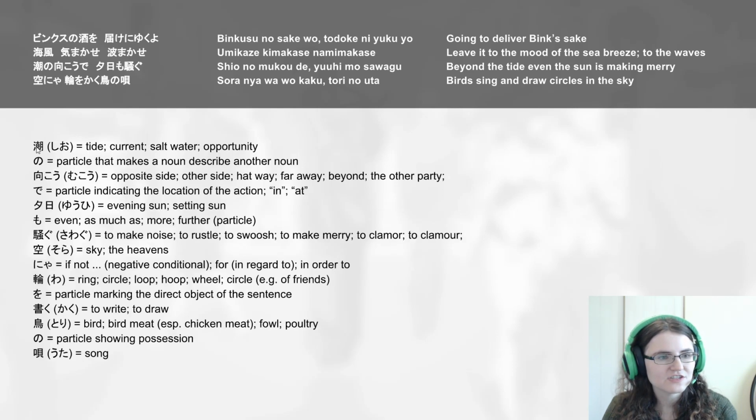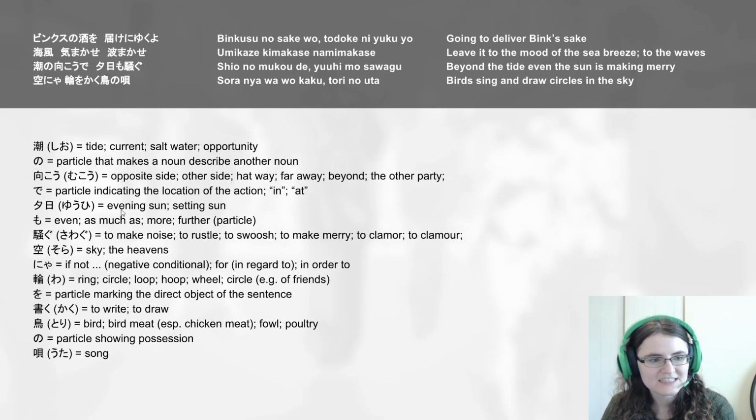Next we have shio, which is the tide or the current or the salt water. And then no makes that describe mukou, which is the opposite side or the other side or kind of like beyond. So this is beyond the tide. And then de is the location. So in there or at the end of the tide.